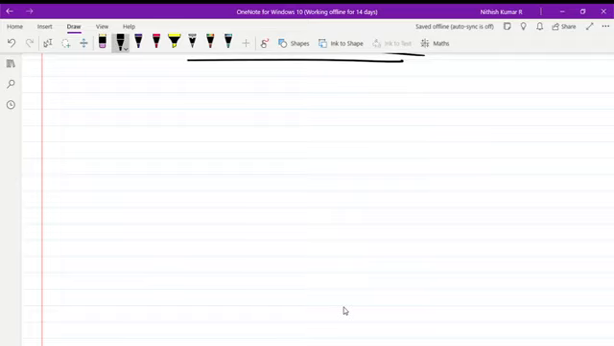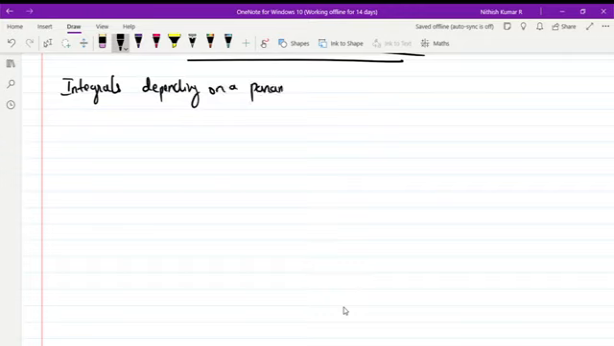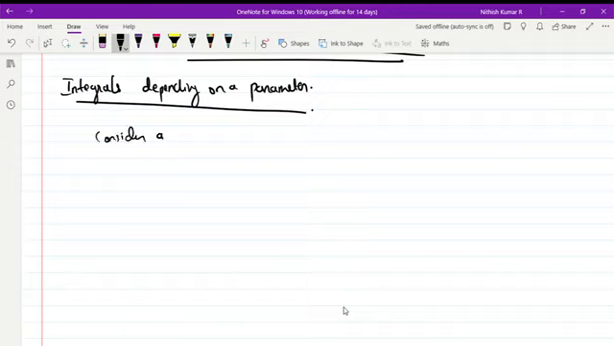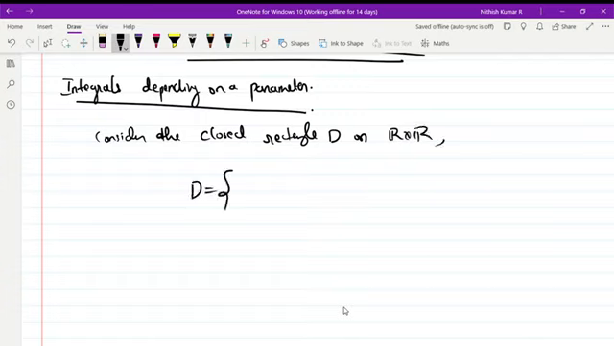So next concept is integrals depending on a parameter. Consider a closed rectangle D on the plane R cross R, defined by the set of all ordered pairs (x, t) such that x lies between a and b, and t lies between c and d.